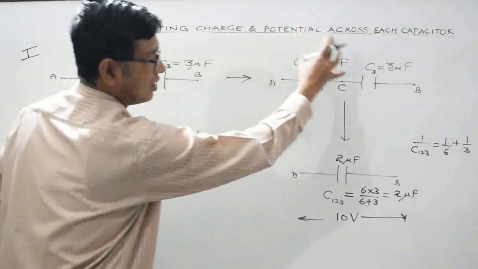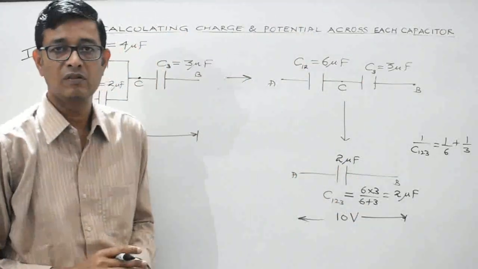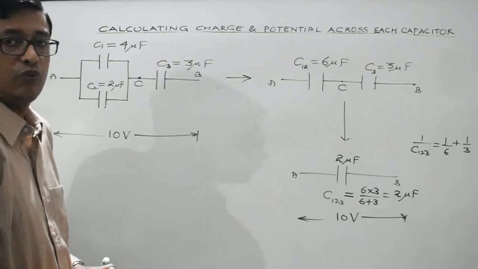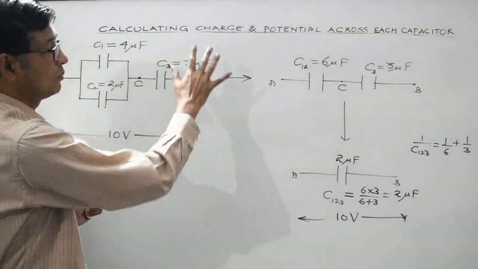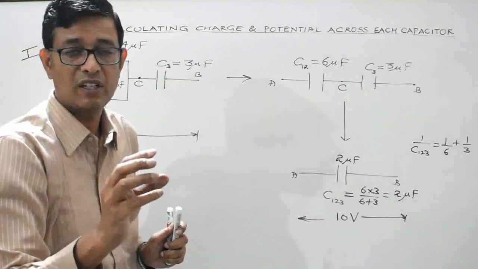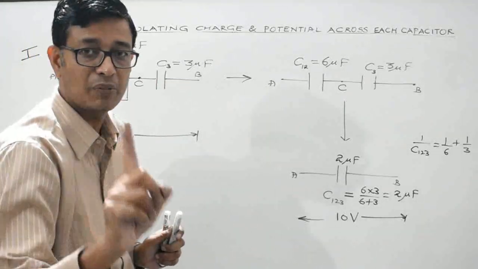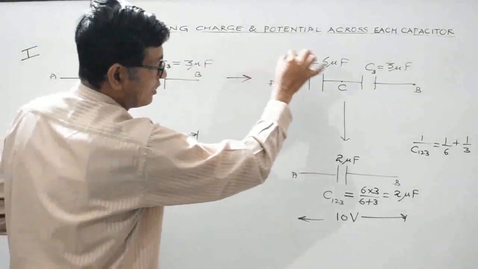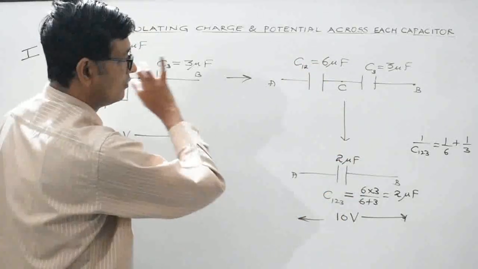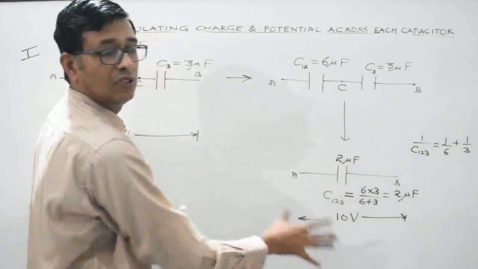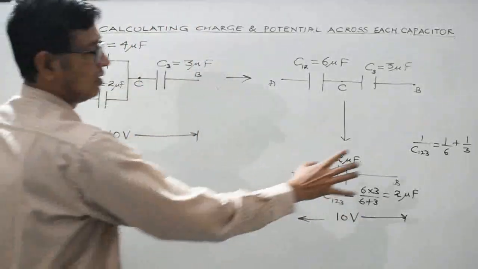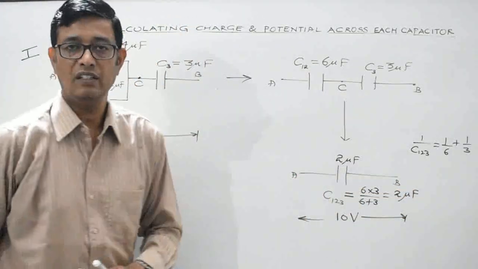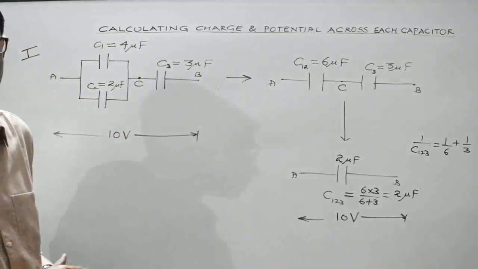I hope these steps are pretty clear to you all. Right? So whenever some mixed grouping is given, and you are supposed to find out the charge and the potential across the plates of each of the capacitors, the first step is to determine the net capacitance of the given network, following step by step. Clear? So the net capacitance of this network is 2 microfarad. That's the resultant capacitance, right?